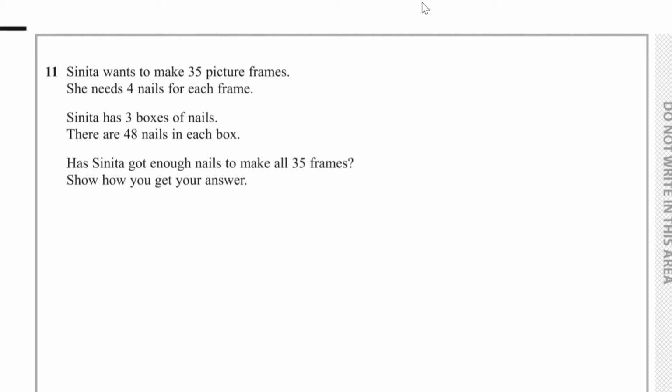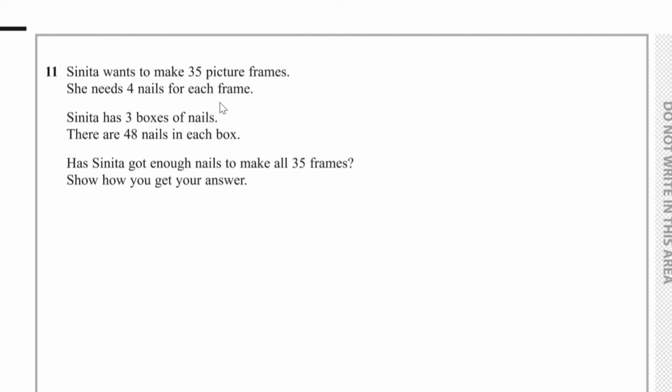Question number 11. Sunita wants to make 35 picture frames. She needs 4 nails for each frame. Sunita has 3 boxes of nails. There are 48 nails in each box. Has Sunita got enough nails to make all 35 frames? Show how you get your answer.